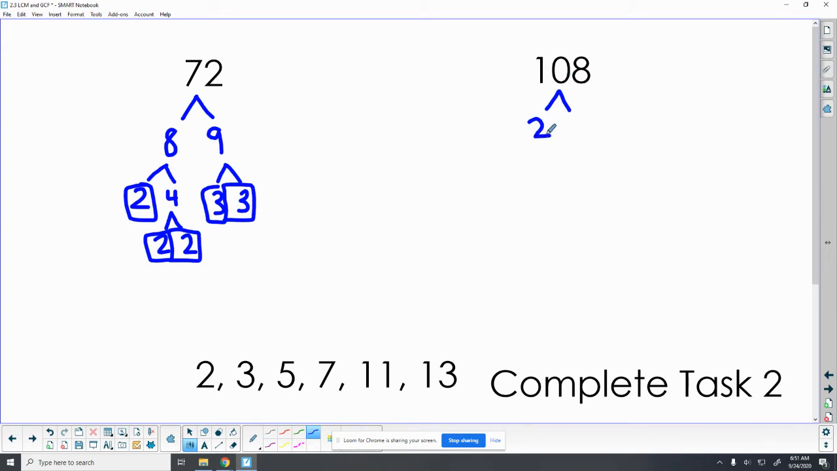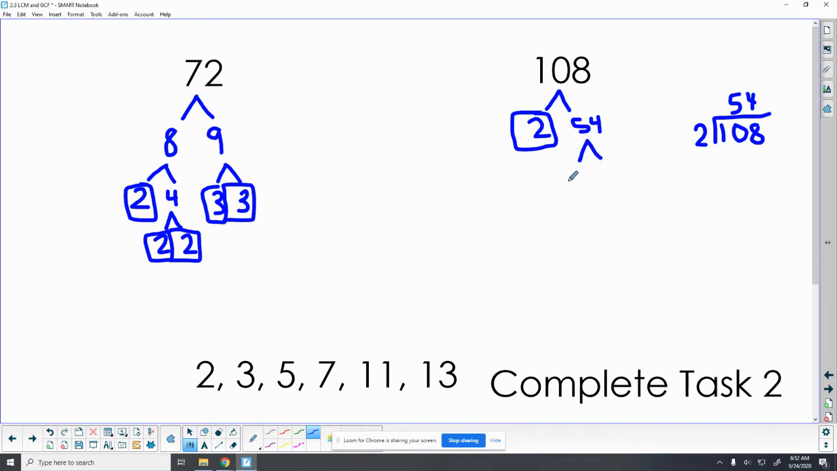I can't think of some things off the top of my head that equal 108, but I know 2 goes in there. So then I can take 108 and I can just quickly divide it. 2 goes into 10 5 times and 2 goes into 8 4 times. So my other factor is 54. That's a much better number to work with. So my 2 is done. Look at that. So let's do this 54.